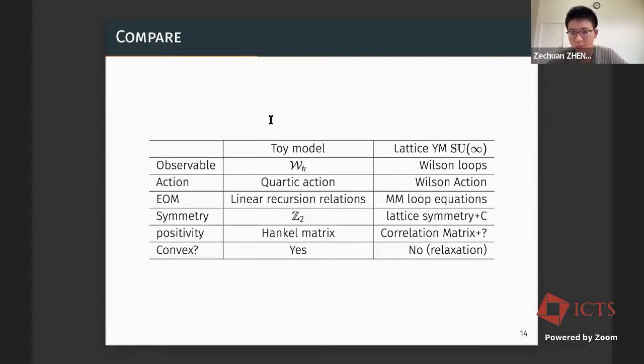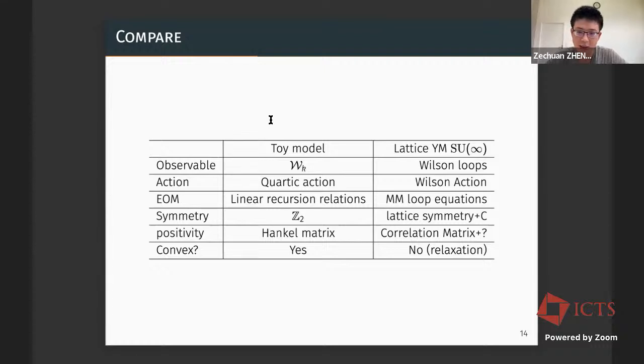But for the lattice Yang-Mills, we have the lattice symmetry, plus the C here denotes the charge conjugation symmetry. Actually, it is reversing the Wilson loop. That means the Wilson loop, whether it goes one way around or the other way around, has the same expectation value.